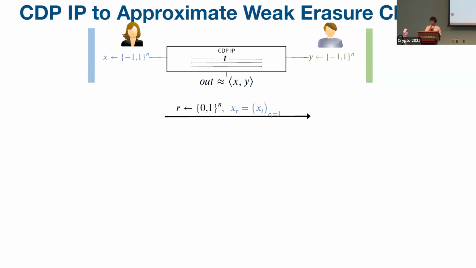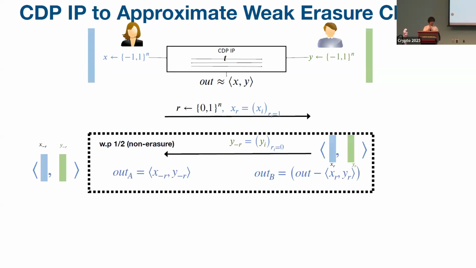In our work, we use a CDP IP protocol to construct an approximate version of the weak erasure channel. So in our protocol, at first, Alice and Bob randomly sample inputs X and Y. Then they use a magic CDP IP protocol to compute the inner product of X and Y. Then Alice randomly selects a set of indexes R and sends X_R to Bob.